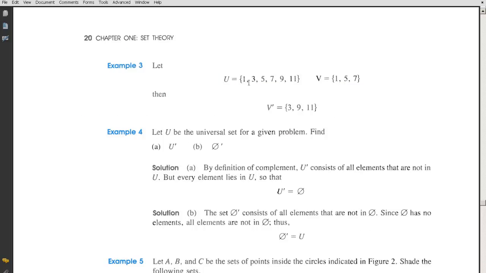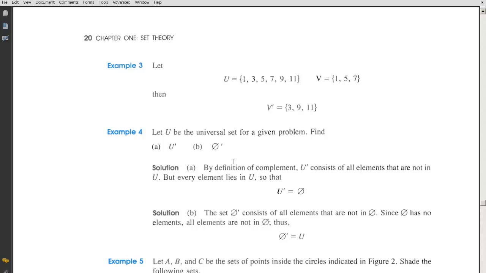Okay, here's a U and a set V. So what is V prime? It's the set of all elements in U that are not in V. So it's 3, 9, and 11.